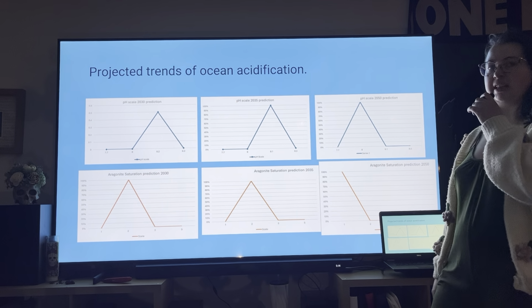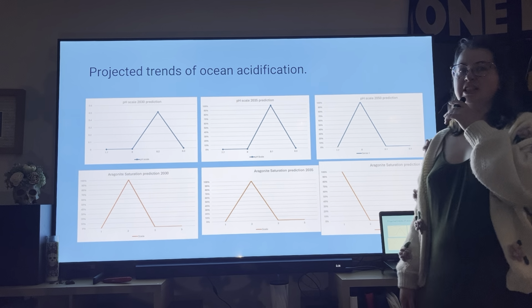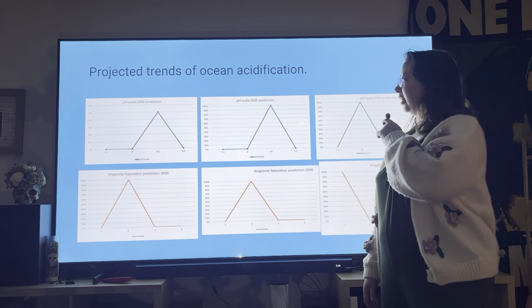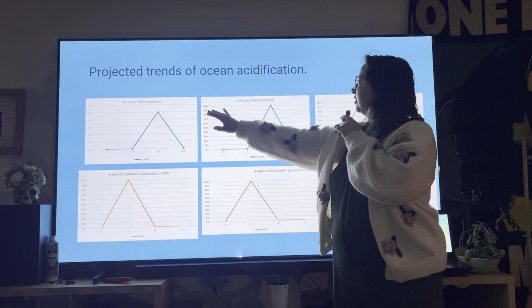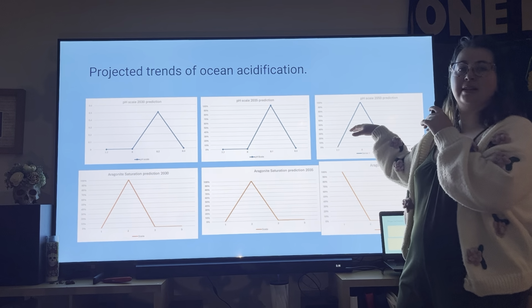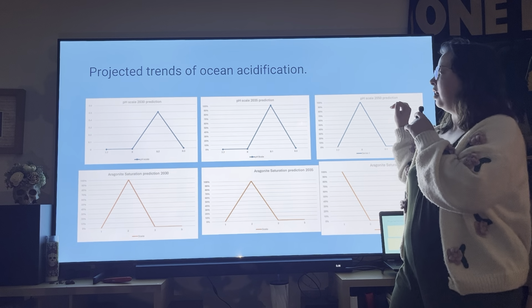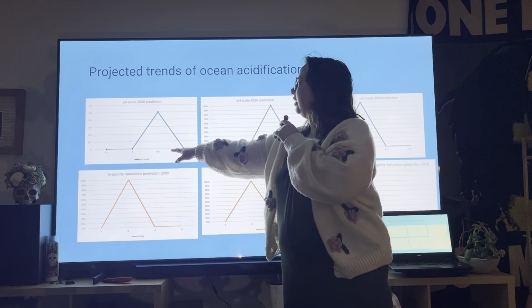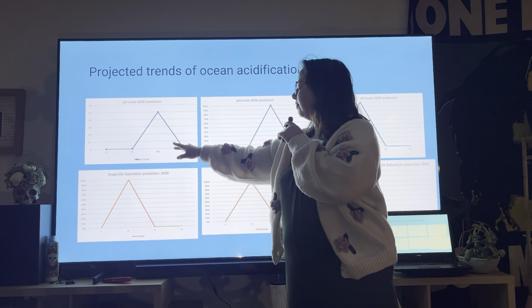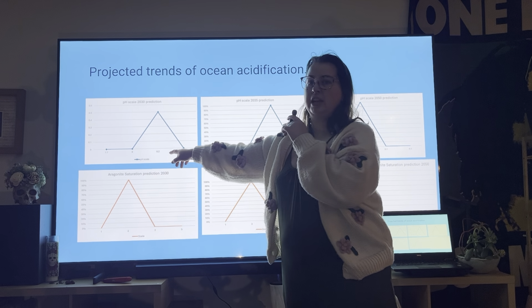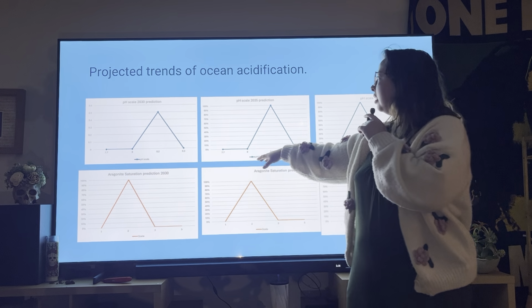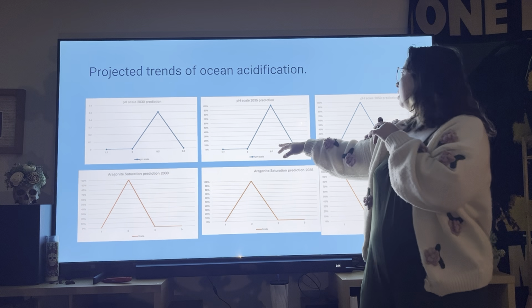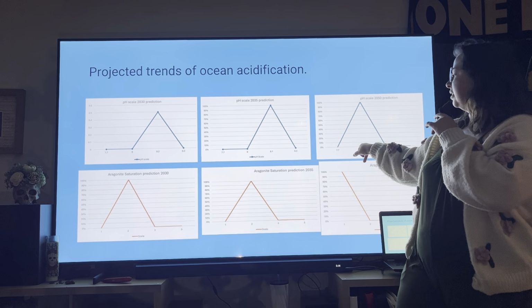All right, as you can see here from these graphs, this is a projected trend of ocean acidification. So this is 5 years from now, 10 years from now, and 25 years from now, where the pH of the ocean is projected to be. So in 2030, in 5 years, it's projected to be at a pH of 8.2, and then in 10 years, 8.1, and then in 25 years, it's projected to be at an 8.